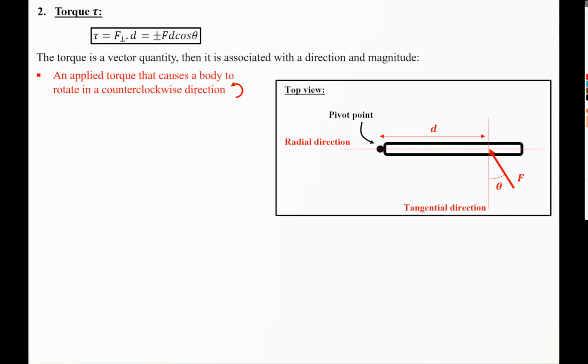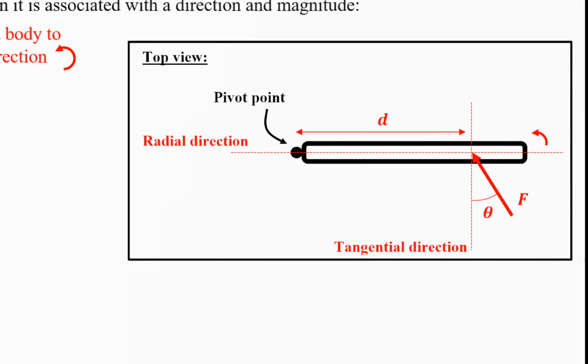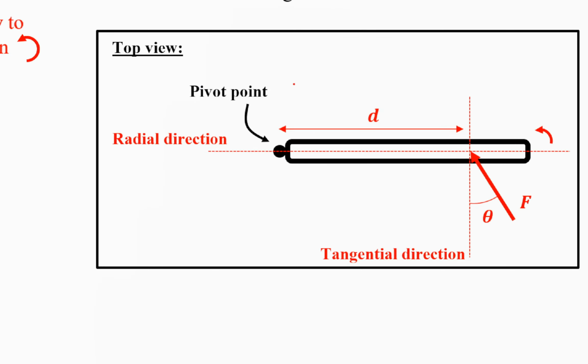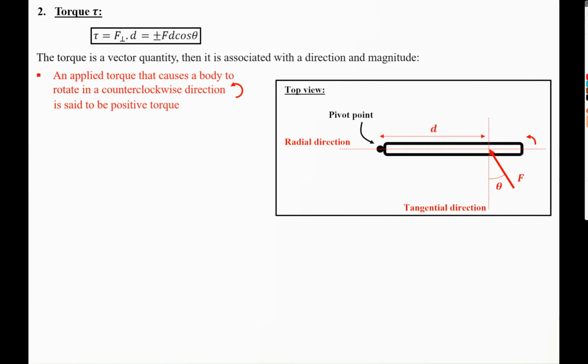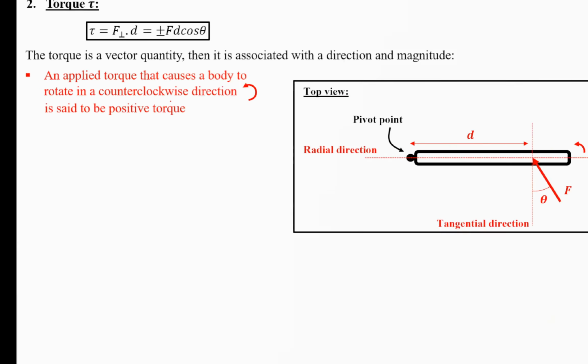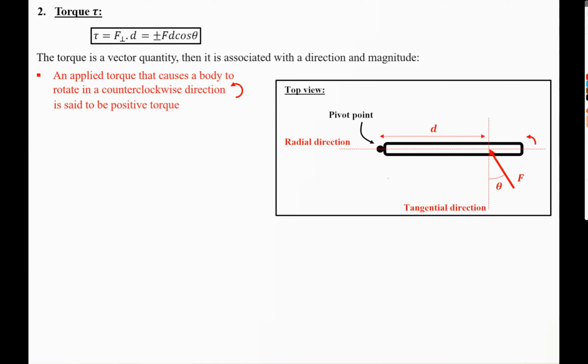An applied torque that causes a body to rotate in a counterclockwise direction is said to be positive torque. Now notice that this force will cause the door from a top view to rotate in this direction, and this is known as the counterclockwise direction. Why? Because it's opposite to the motion of the hands of the clock, and this by default is taken to be the positive torque. Then in this case the torque is given by plus Fd cosine theta. The associated vector would be pointing out of the plane of the page.